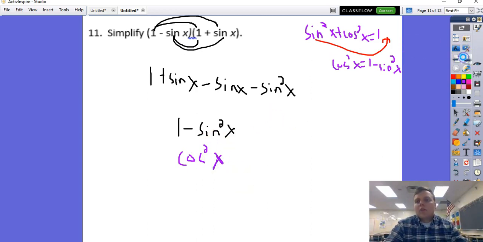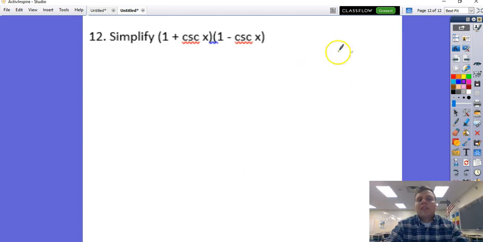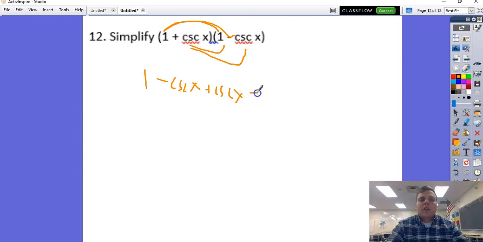Let's go to number 12. Number 12 is the same type of problem. I'm going to need to multiply together first. So I get 1 times 1, which is 1. 1 times negative cosecant x, which is negative cosecant x. Cosecant x times 1, which is a positive cosecant x. And cosecant x times negative cosecant x, which is negative cosecant squared x. The middle two cancel, so I get 1 minus cosecant squared x.